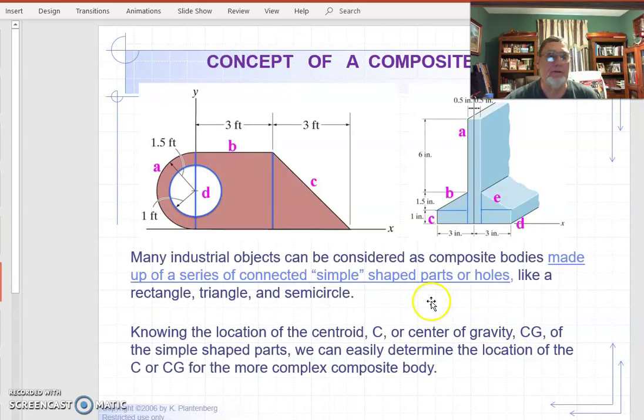So here's a couple of good examples. Here's a beam. Here's maybe a cutter. It looks like a blade from a box cutter. And so the trick is figuring out what shapes to make it out of, and then being careful. One thing to note is that you can do a hole by taking a solid shape and then making the hole a negative area and then using those same formulas.